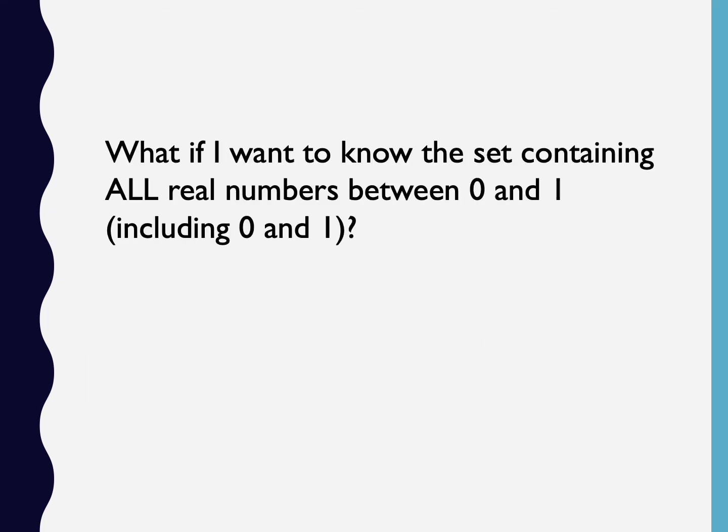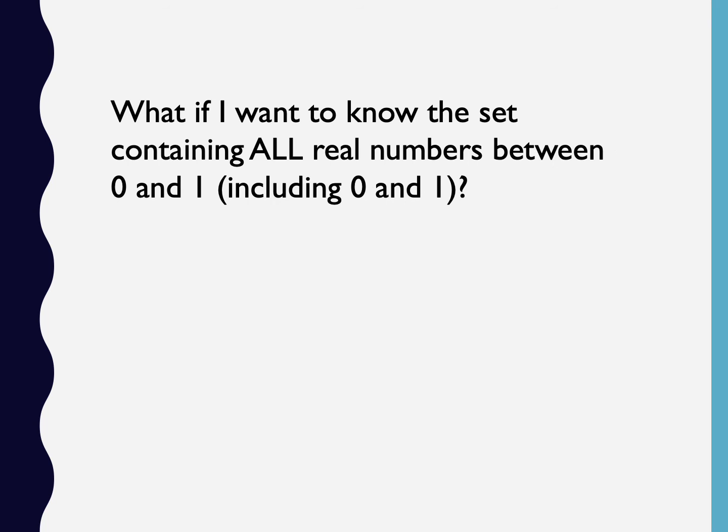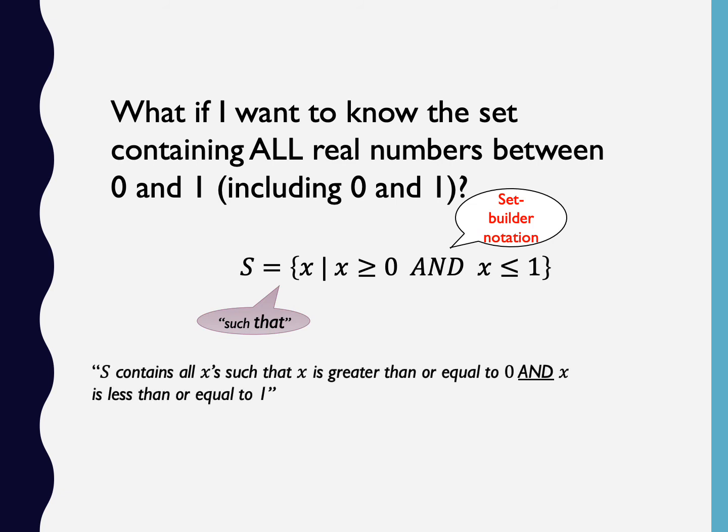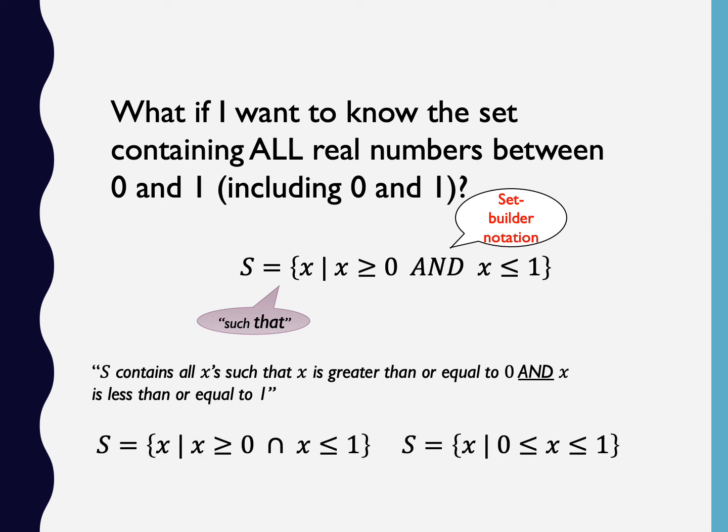Now, what if I want to know the set containing all real numbers between 0 and 1, including 0 and 1? This example is a bit tricky. But this can be written as a set notation like this. This is called the set builder notation, and it can be read as S contains all x's such that x is greater than or equal to 0 and x is less than or equal to 1. You can also rewrite it further using other mathematical symbols like this.